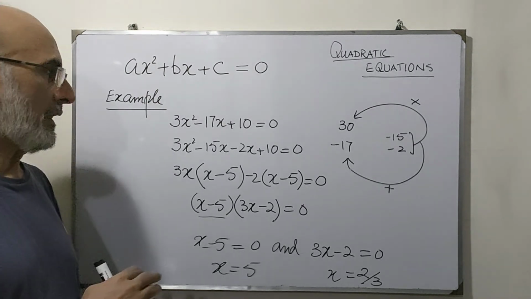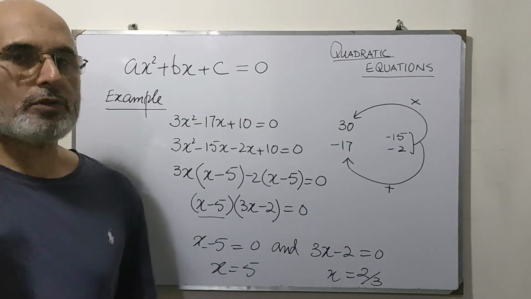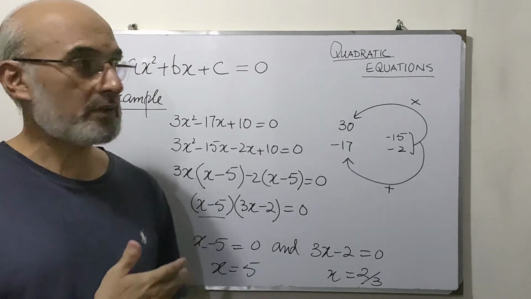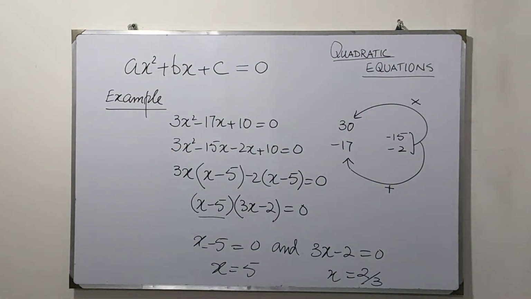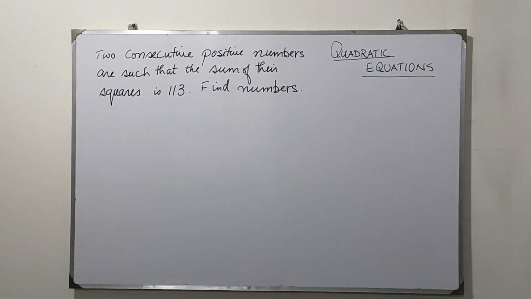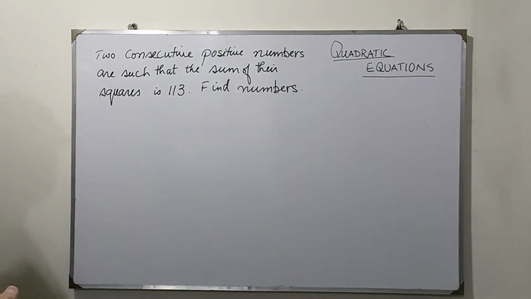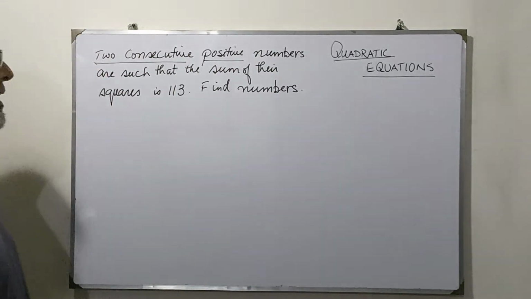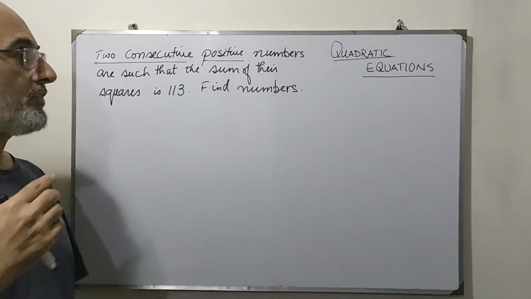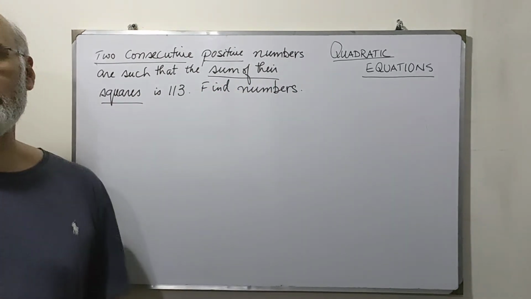So let's do some more examples, and let's take some word problems to understand more about these quadratic equations. Okay, now the problem we have is two consecutive positive numbers. The sum of their squares is 113. Find the numbers.